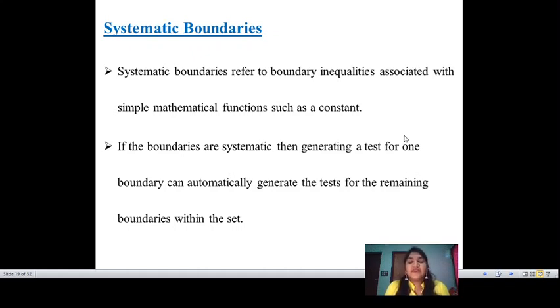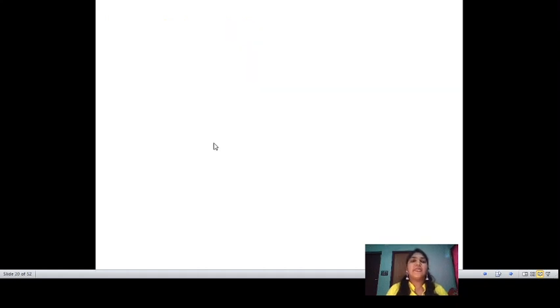Like linear and non-linear boundaries, systematic boundaries, convex, simply connected. When all these properties are applied and satisfied on a particular domain, it is known as a nice domain. So next we'll go for what is meant by an ugly domain and how it is satisfied.